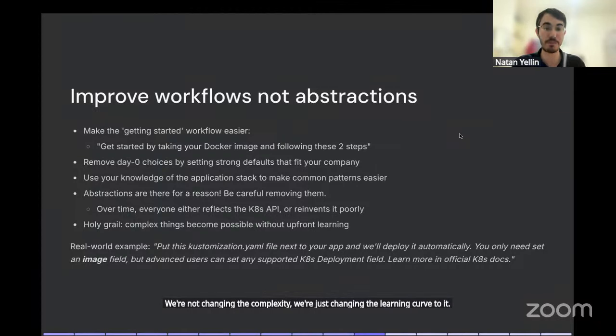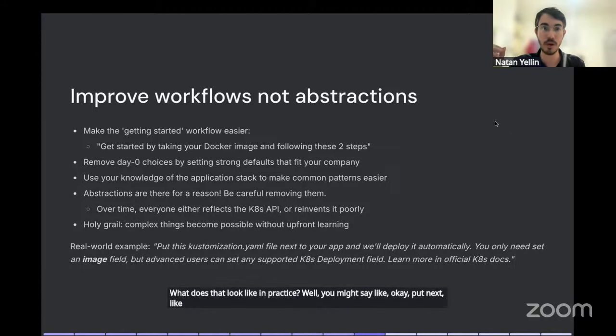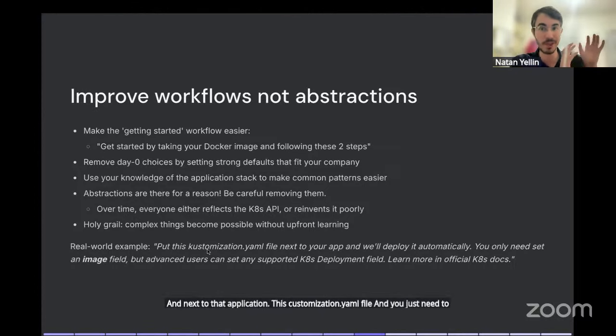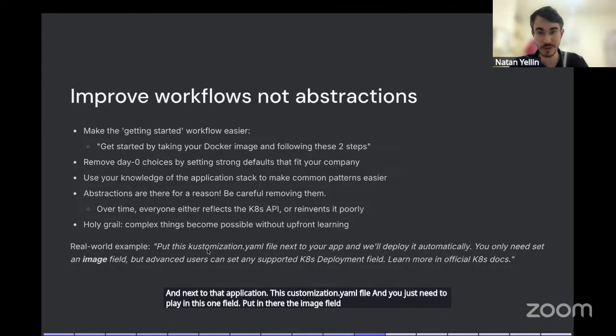What does that look like in practice? Well, you might say, okay, you have a GitHub repo that has your application inside of it. And next to that application, put this kustomization.yaml file. And you just need to put in this one field. Put in there the image field. We've set up all the other defaults. All you do is give us this one Docker image. To get started, we'll set up everything else.